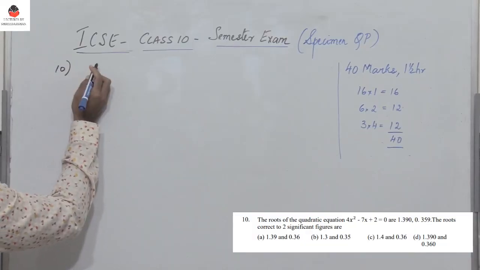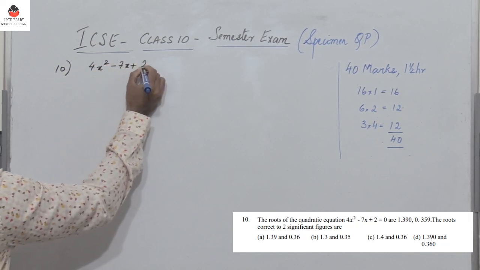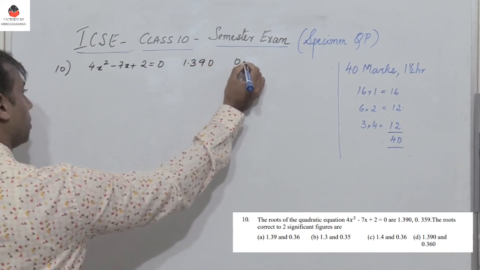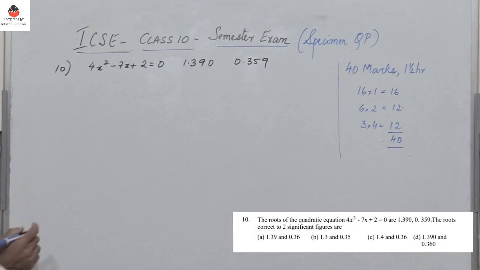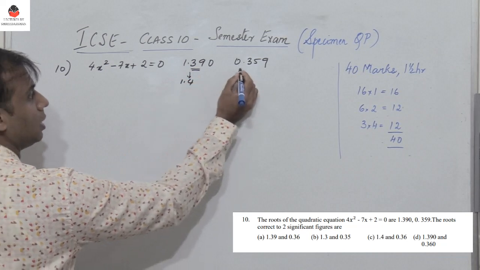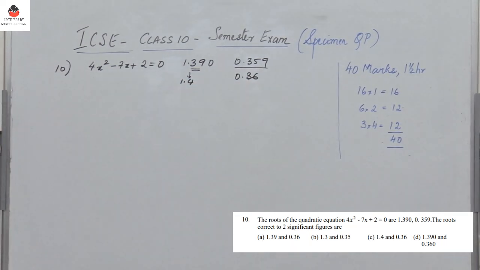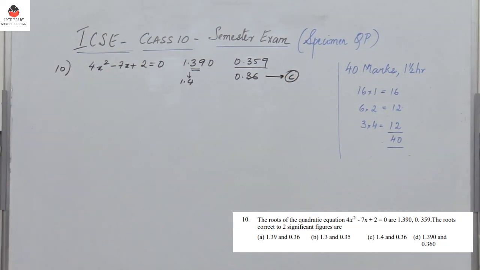10th one. The roots of the quadratic equation 4x square minus 7x plus 2 equal to 0 are 1.390 and 0.359. Now the roots correct to two significant figures are. So if I have to correct them to two significant figures, 1.39 will be 1.4 and 0.359 will be 0.36. Right? So therefore, the right option is option C. A very easy question.